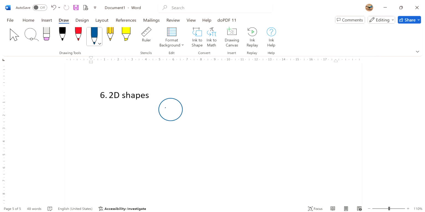What are such shapes? Such shapes are circle. Alright. Then you have a square. Okay. Then you have a rectangle. You also have a triangle. So all the basic shapes you learn to draw as kids, those are 2D shapes.